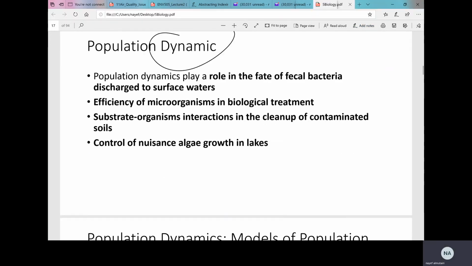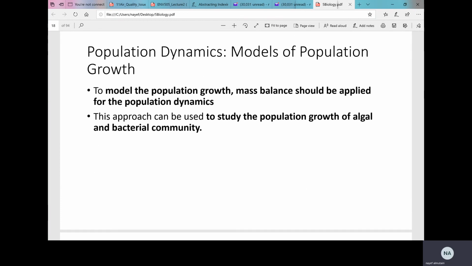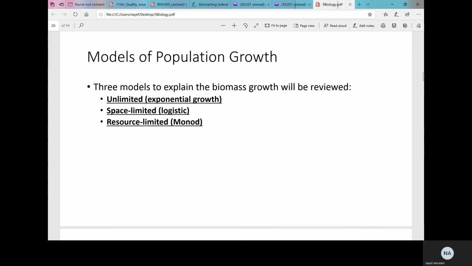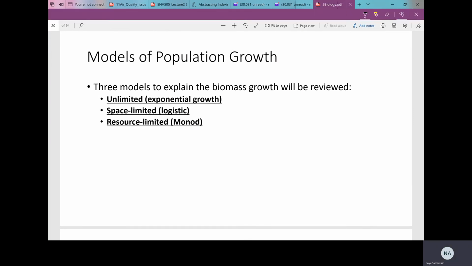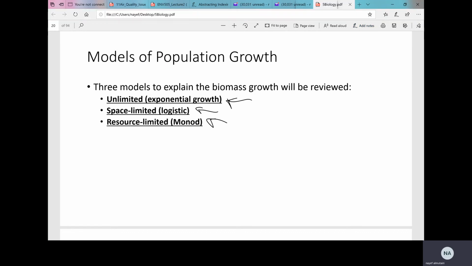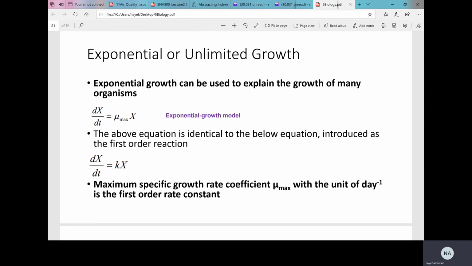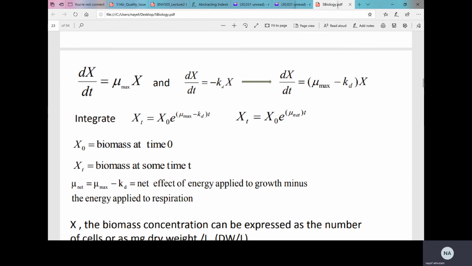Okay, so we do the modeling of the population growth through the mass balance, and first of all, we should go ahead with these equations. The first equation is exponential growth. And I said in the class that this is not realistic. Logistic is more realistic. Monod is the best model that we might apply to microorganisms and check their growth easily.